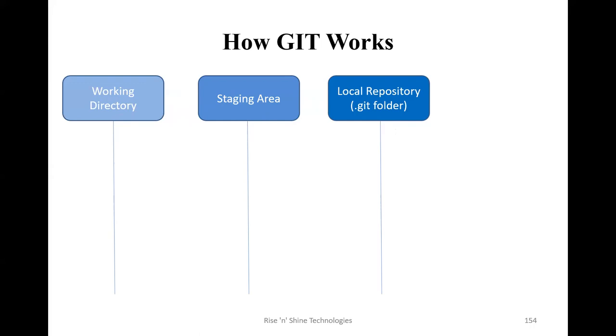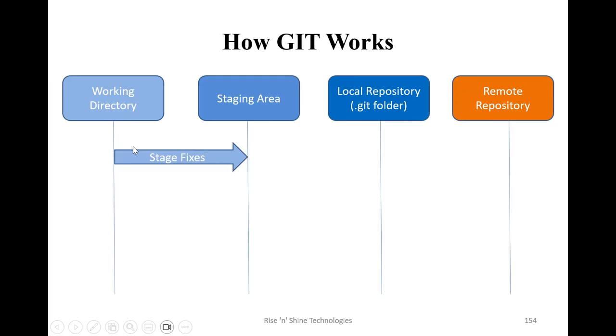But there is a reason for it. What is the reason? I'll talk about it later: why they have given the staging area, and why I cannot go directly from the working directory to the local repository. There is some reason for it. I'll show this in the scenarios. Once that is updated to the local repository, that is the .git folder, then you can push to the remote repository. How do I do that?